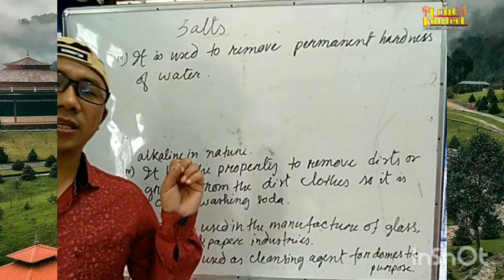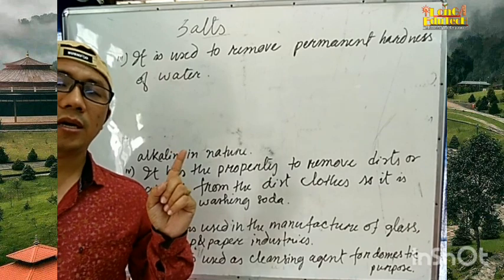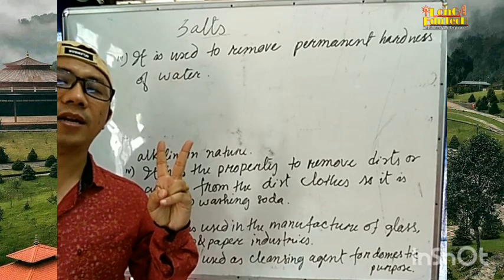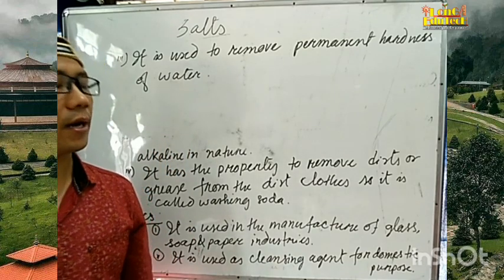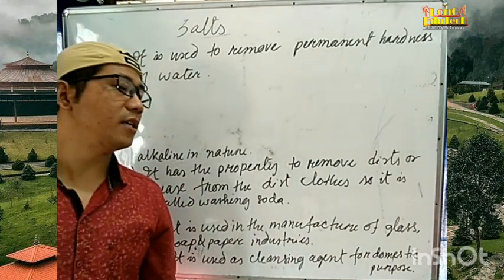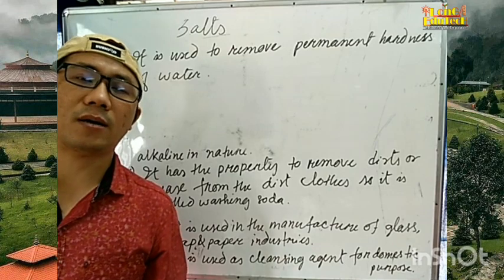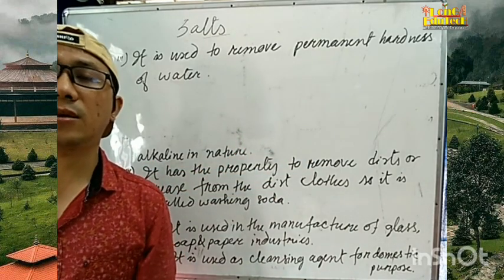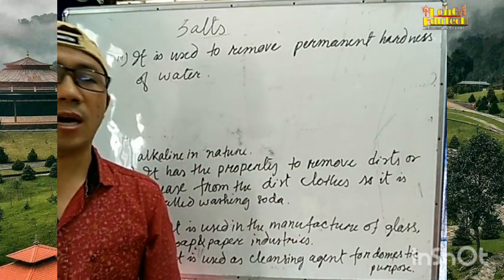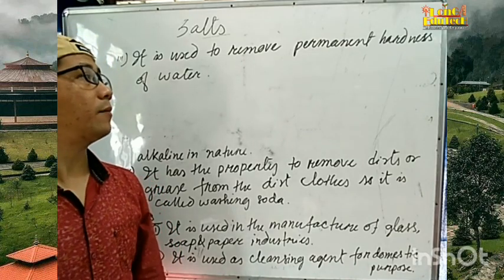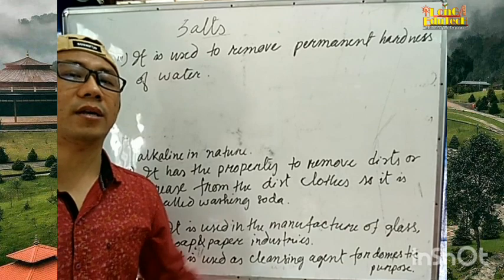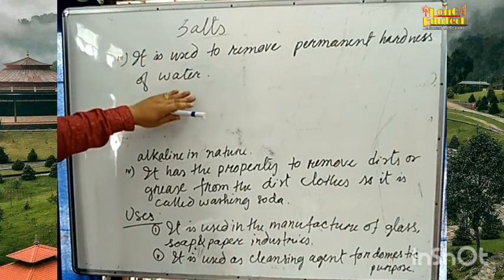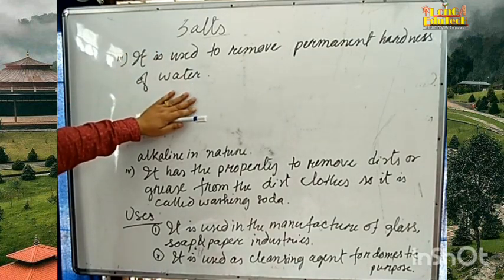Again, you know that hard water is divided into two types: temporary hardness and permanent hardness of water. Temporary hardness can be removed very simply just by boiling the water for about 20 minutes, but permanent hardness cannot be removed by simple boiling. That's why it needs some chemicals to remove it. One of the chemicals is washing soda. So washing soda is used to remove the permanent hardness of water.